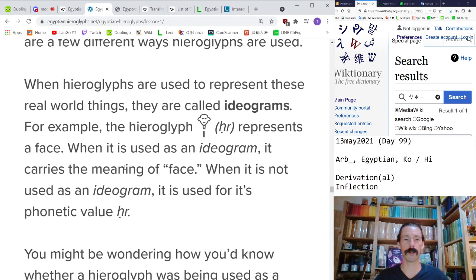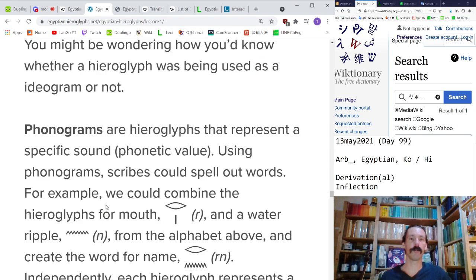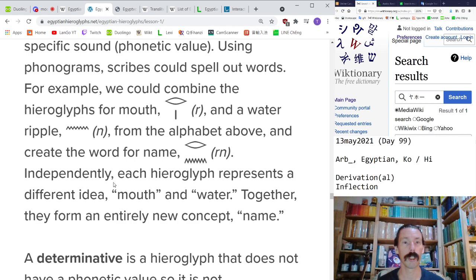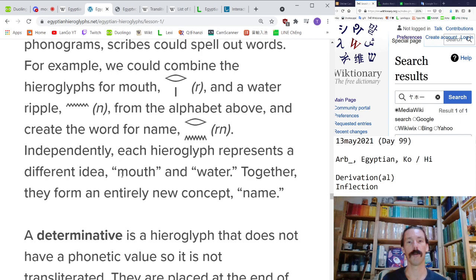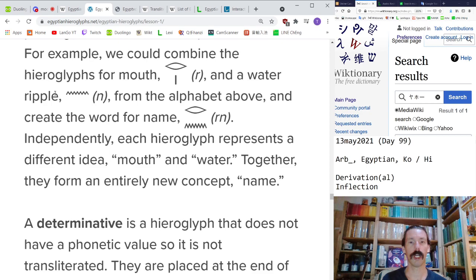You might be wondering how you'd know whether a hieroglyph was being used as an ideogram or not. Phonograms are ones representing the phonetic value. Using phonograms, scribes could spell out words. For example, we could combine the hieroglyphs for mouth, R, and water ripple, N, in the alphabet above, and create the word for name, ren. Independently, each hieroglyph represents a different idea, mouth and water. Together they form the word name.